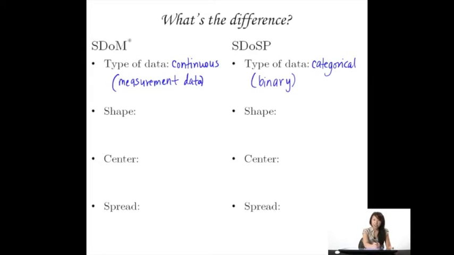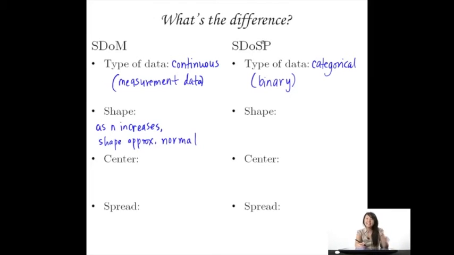All right, so the shape of the SDOM, what's nice about it is that as n increases, what happens to the shape? The shape approaches or approximates normal. So as our sample size increases, the shape is more and more reliably normal. The nice thing about the SDOSP is that the same principle applies. So you could just draw a little link there, right?